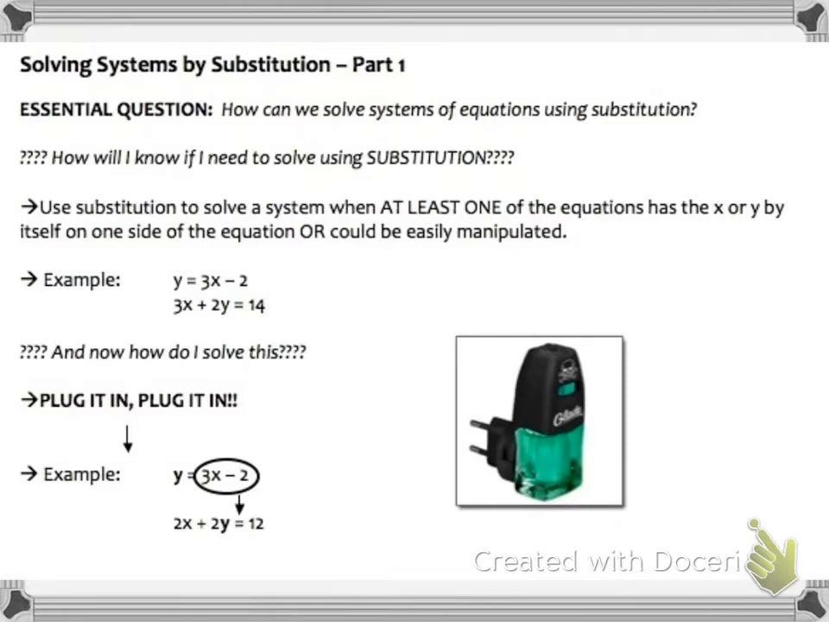Well, we use substitution to solve a system when at least one of the equations has the x or y by itself on one side of the equation, or could be easily manipulated to have such. An example of a problem: y equals 3x minus 2 and 3x plus 2y equals 14. To solve this problem, I can take the 3x minus 2 and plug it in for the y value in the second equation.